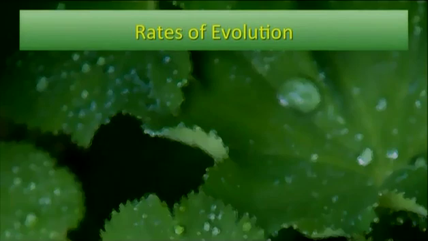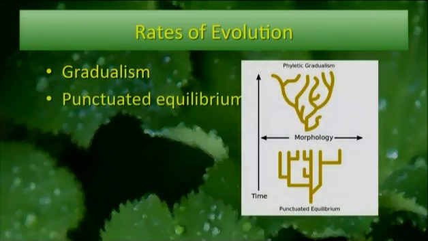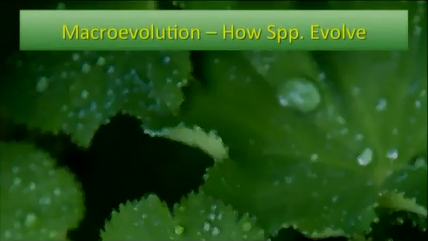Okay, now rates of evolution include gradualism, where change happens slowly and gradually over a long period of time. Okay, like this is showing gradualism. Then you have punctuated equilibrium, where things remain the same for a long time and then they change very swiftly. Okay, over a short period of time, then remain the same a long time. Punctuated equilibrium. Okay. Now, when species evolve, that's called macroevolution. Okay, how species evolve.